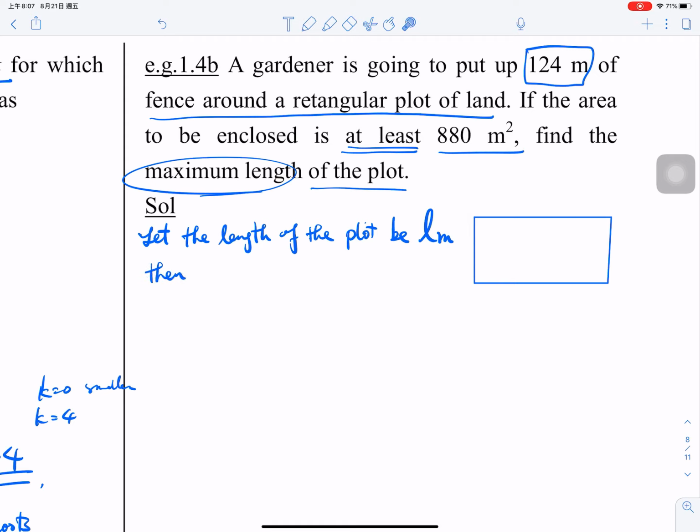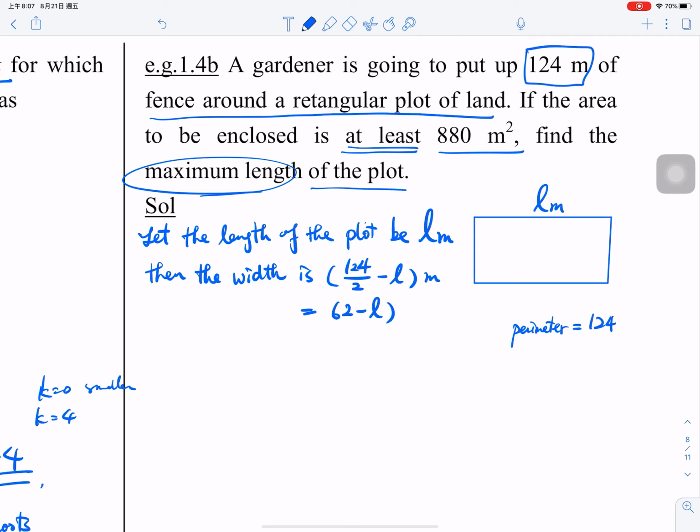Then the area enclosed is at least 880 meters. So can you write the width in terms of L? How about the width? This one is L meters. And what is 124? Actually, it's the perimeter. Good. So the width is 124 divided by 2 and then minus L. You can think of it like this. That means this one equals 62 minus L meters.